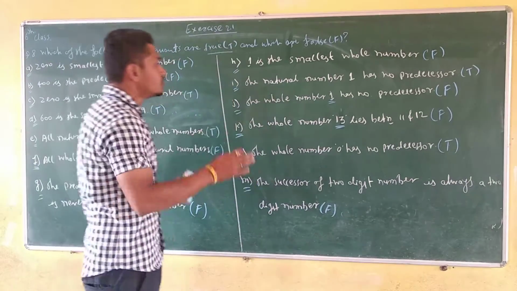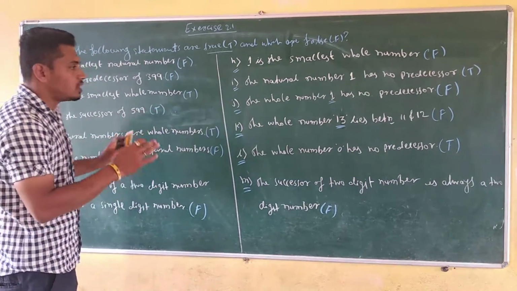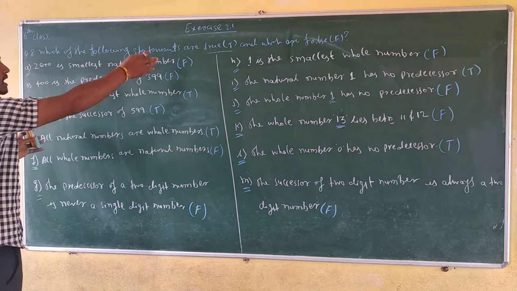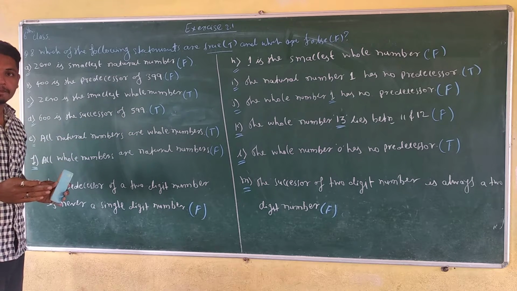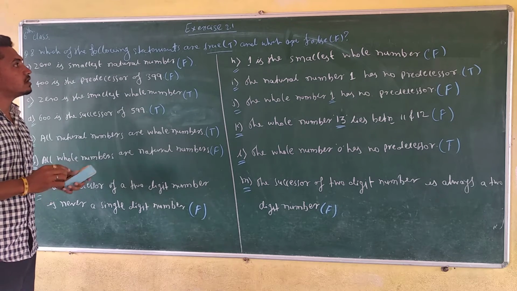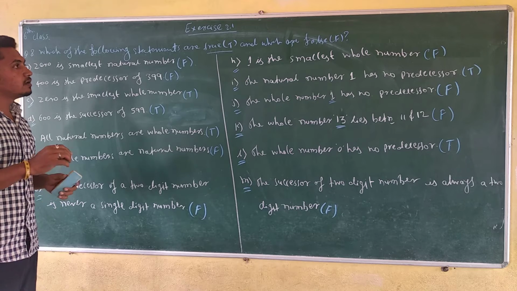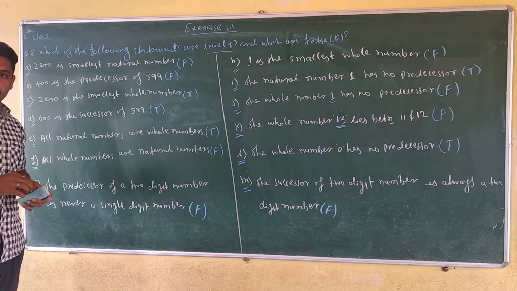Right? So please note down these answers and read all these statements once again, and recognize why these are false and why these are true statements. Please note this down, and we shall start in the next class. Now we have completed exercise number 2.1, and in the next class we will move towards the next concept, whole numbers. Okay, thank you.